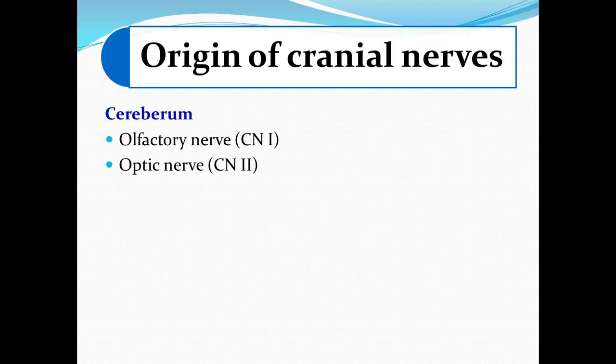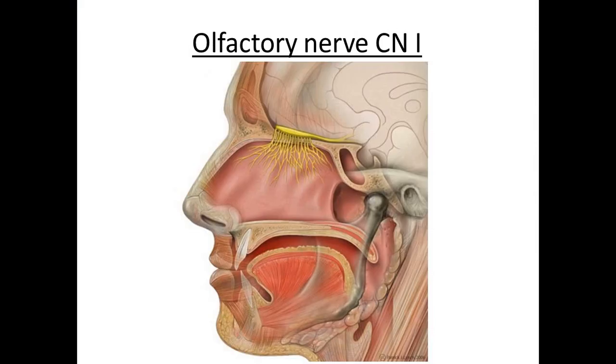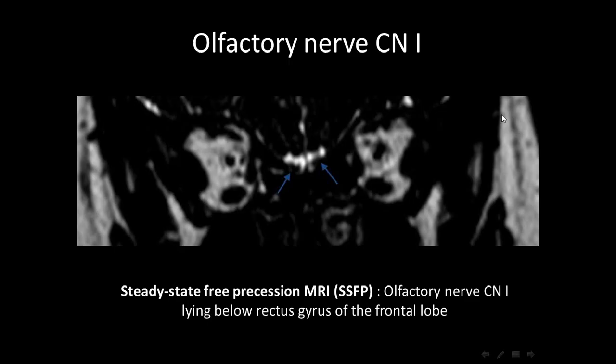According to their origin, we have two cranial nerves that are originating from the cerebrum. These are cranial nerve number 1 and 2, the olfactory and optic nerves. This is the location of olfactory bulb and olfactory nerve, cranial nerve number 1. It lies just below the rectus gyrus of the frontal lobe.